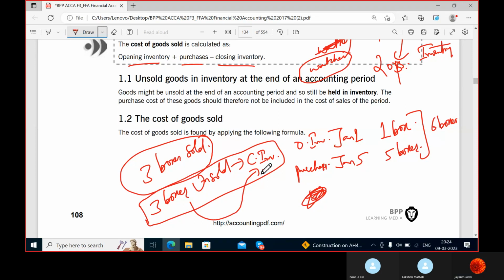Can you say yes for this? Yes. So now what will I do is I started the business with 1 box. I purchased 5 boxes. I have 6 boxes. I sold 3 boxes. Okay. That means I'm left over with how many boxes? 3 boxes. Correct. That is my closing inventory. Fine. So till here everything is all right. Am I right? Then why I'm asking a question, why we subtract closing inventory here? Why?